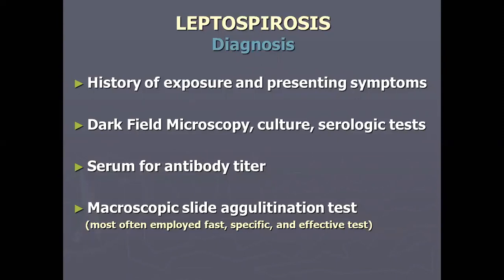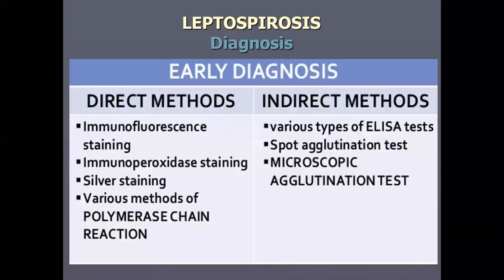Probably we go for culture of this microorganism. If we do, we can make a smear and stain it with Giemsa stain or with the silver staining procedure, or we can see it under the dark field microscope. These are the early diagnostic procedures. We have direct methods and indirect methods. Direct methods: immunofluorescence staining, silver staining, which I would recommend. This is really magic. Various methods of PCR are there, but in the indirect methods, we have to go for ELISA and the agglutination test.